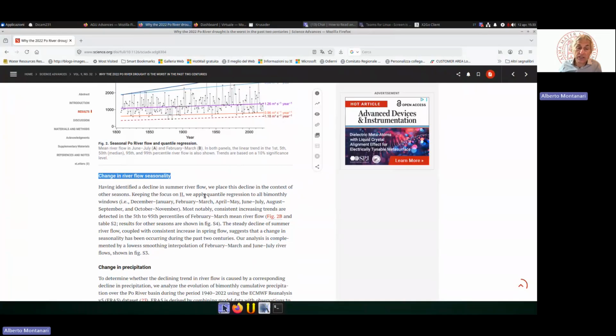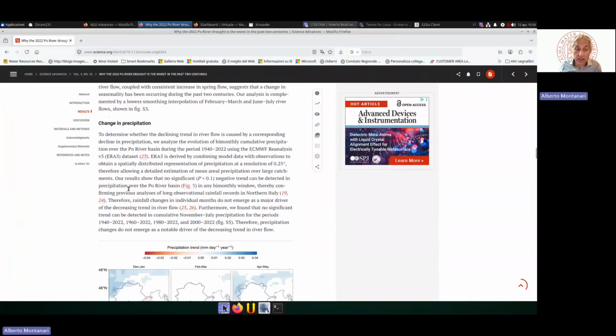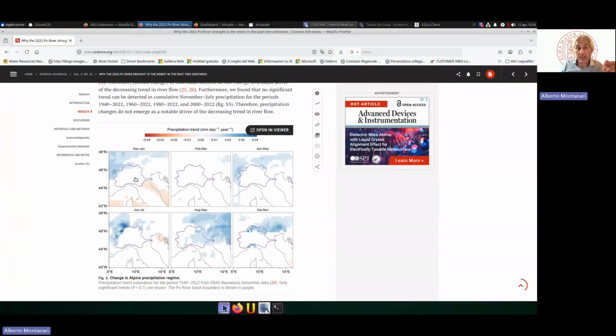And then there is a first indication that it could be due to some seasonal change in climate. And then the first question is, maybe the precipitation has changed. So maybe it is the rainfall that has seasonally changed. And then there is the discussion and presentation of a figure where we estimated the trends in precipitation over the Po River.